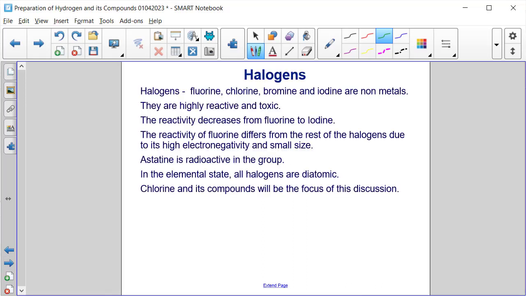Halogens. Halogens, like fluorine, chlorine, bromine, and iodine, are nonmetals. They're highly reactive and toxic. The reactivity decreases from fluorine to iodine.